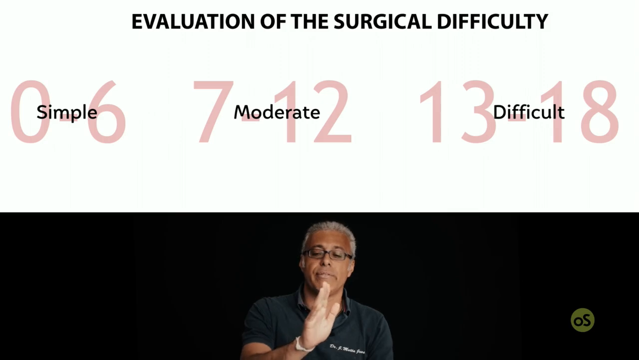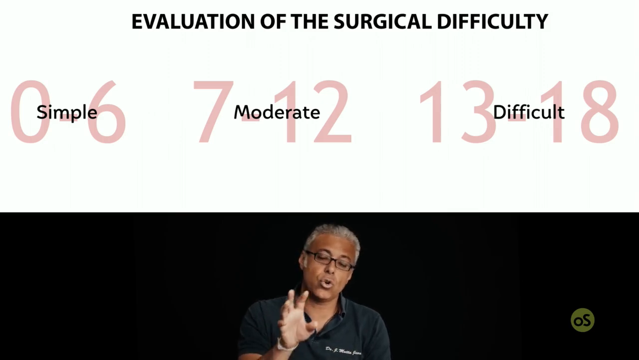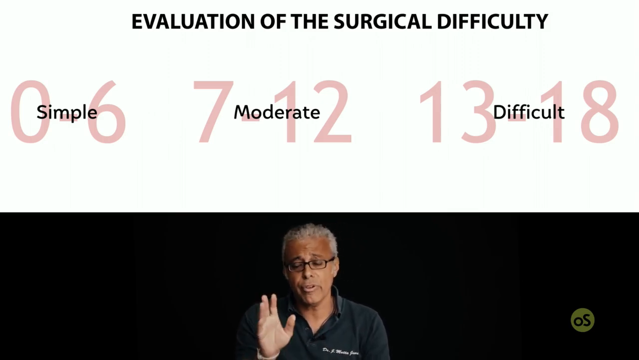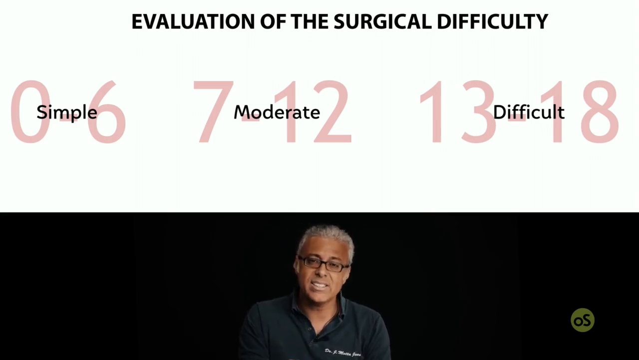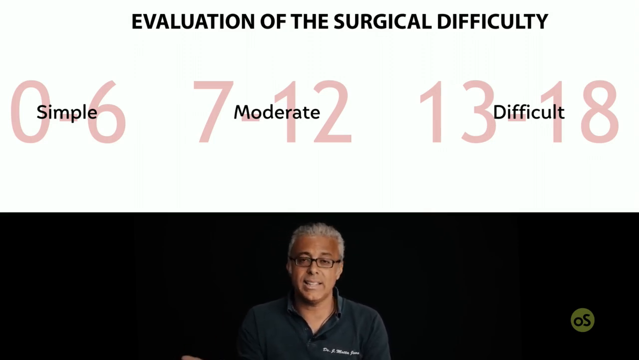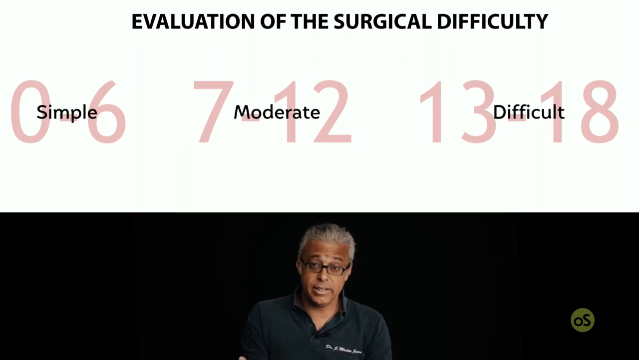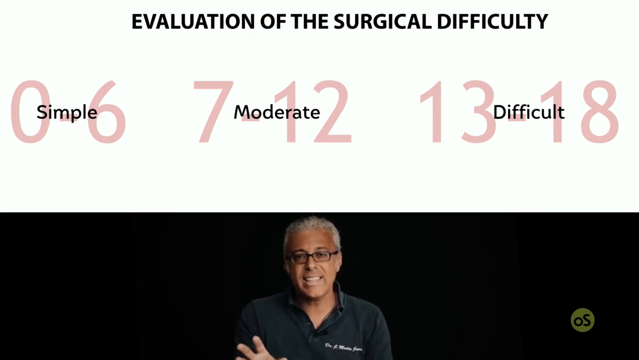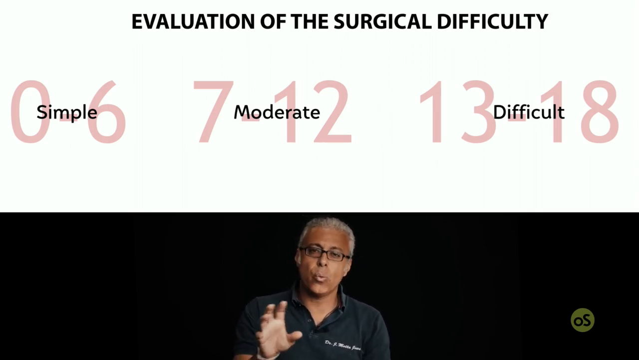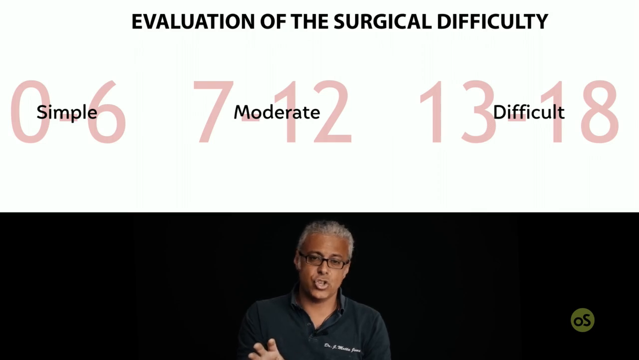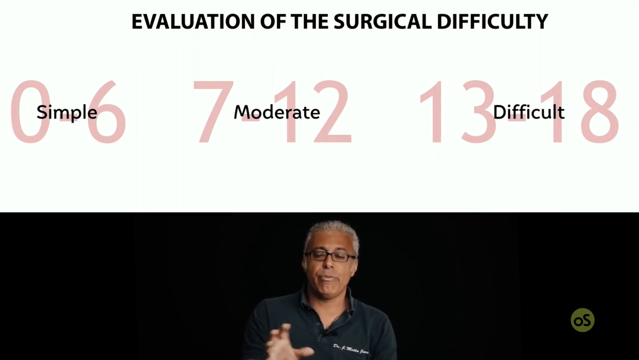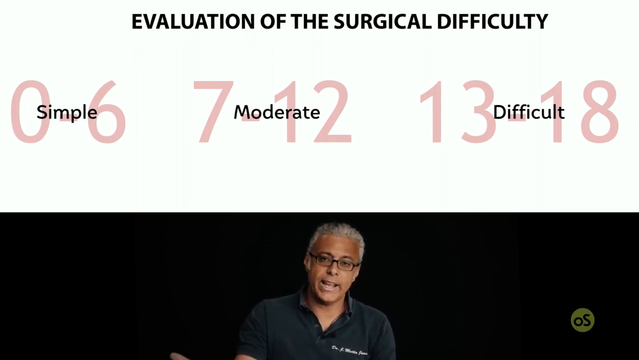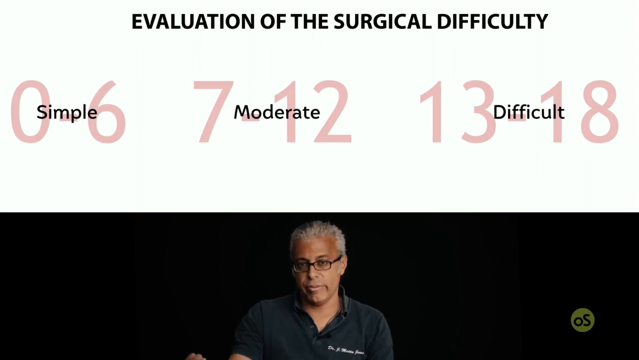So from 0 to 6 points, it's going to be a simple case. From 7 to 12, we're going to have a moderate case, and from 13 to 18, it is going to be a difficult case. So this can help us choose whether we can challenge the surgery or maybe refer the surgery to an oral surgeon or a maxillofacial surgeon.